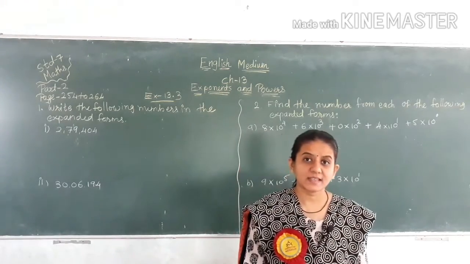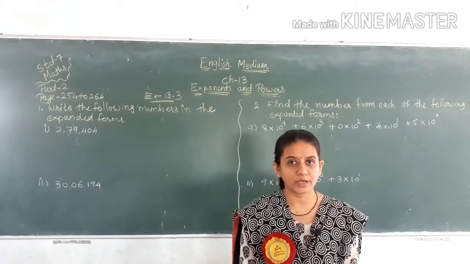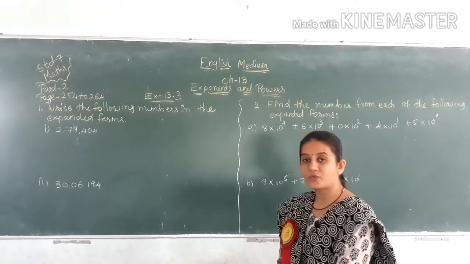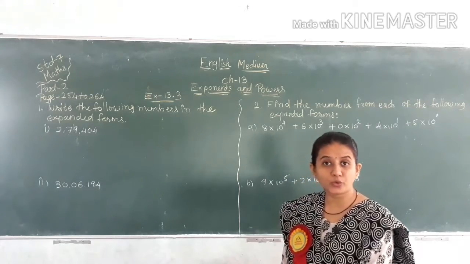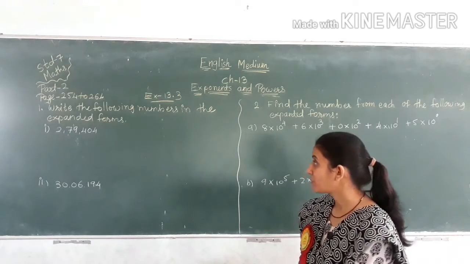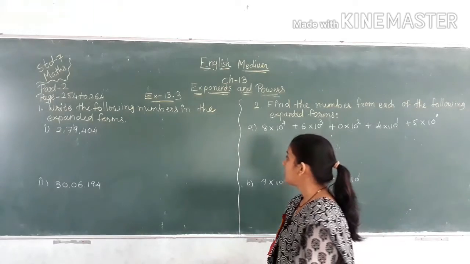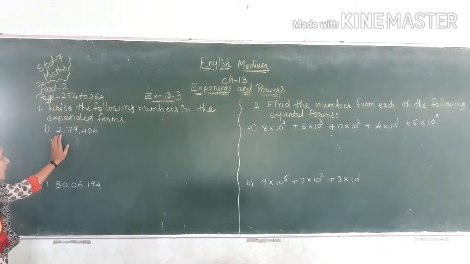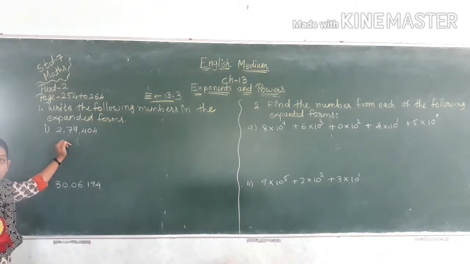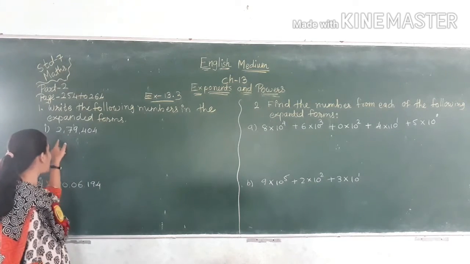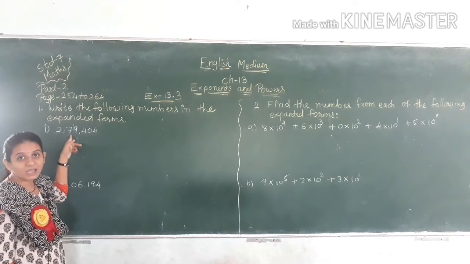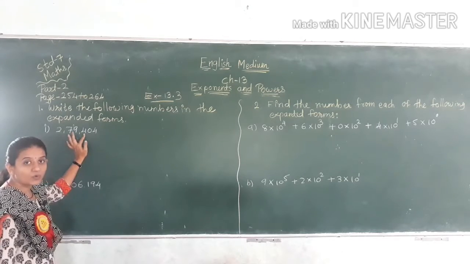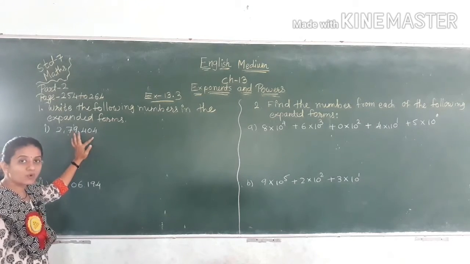Now next exercise, exercise number 13.3, question number 1. Write the following numbers in expanded form. You know how to write numbers in expanded form. Now here first, 2,79,404. 2 stands on the lakhs place, 7 stands on the 10,000s place, 9 stands on the 1,000s place, 4 stands on the 100s place, 0 on the 10s place and 4 on the 1s place.